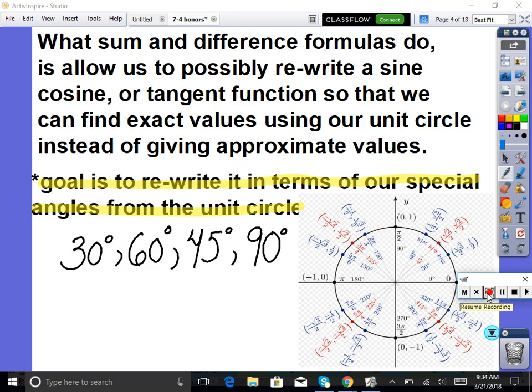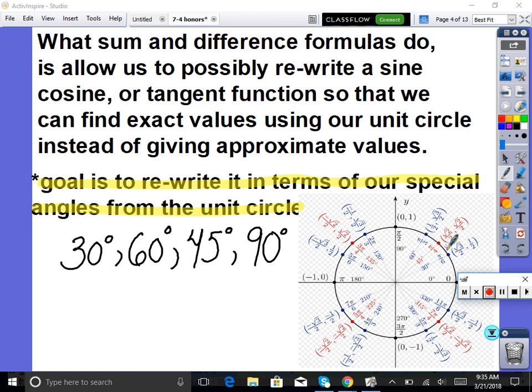Okay, so I want to remind you one more time before we get started. What sum and difference formulas do is allow us to possibly rewrite a sine, cosine, or tangent function so that we can find exact answers using the unit circle, even though originally it is not a value on the unit circle. So that allows us to not give approximate answers, but exact answers. So our goal basically is to rewrite it in terms of our special angles from the unit circle.